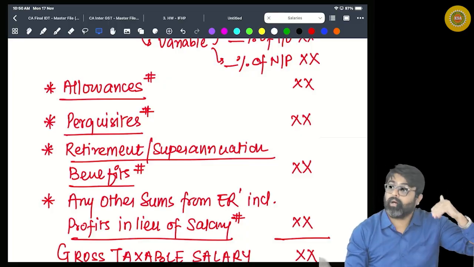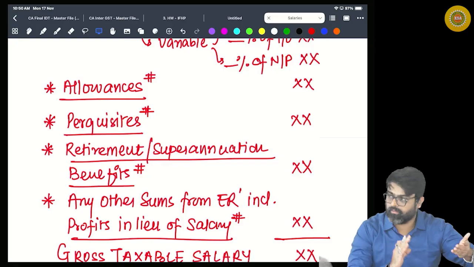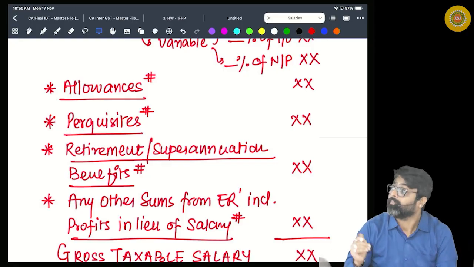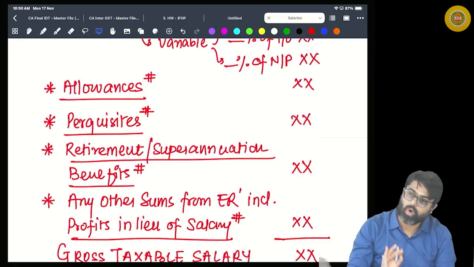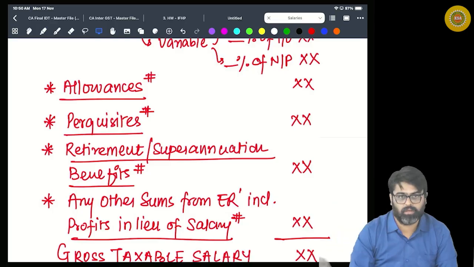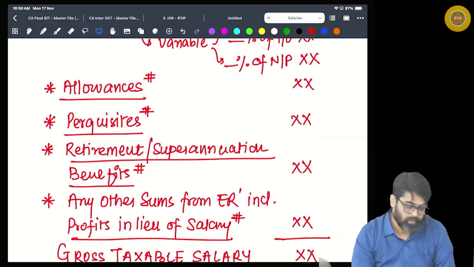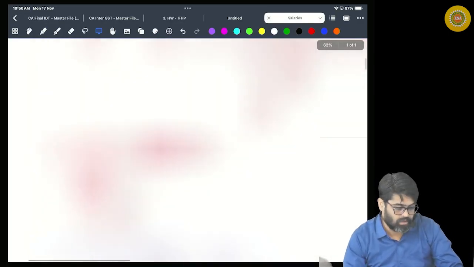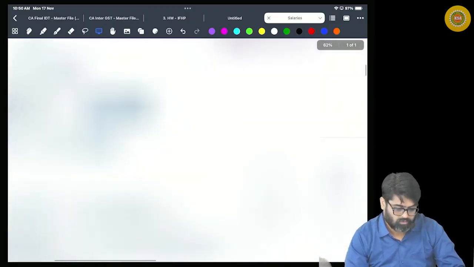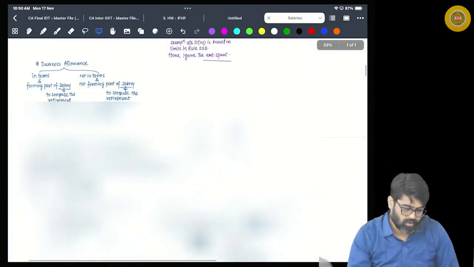But other than exempt allowances, whatever balance allowances are there, all those allowances are taxable. So what is the meaning of allowances?